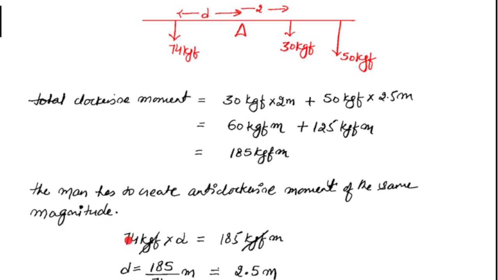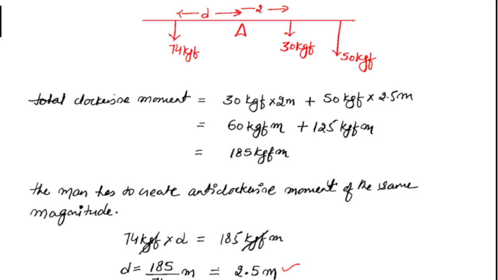So we can apply the principle of moments. Then clockwise moments and anti-clockwise moments should be equal. So 74 kilogram force into D will be equal to 185 kilogram force meter. Now you see the kilogram force and kilogram force units cancel out, and we will get D is equal to 185 divided by 74. If you divide it, you will get 2.5 meter.